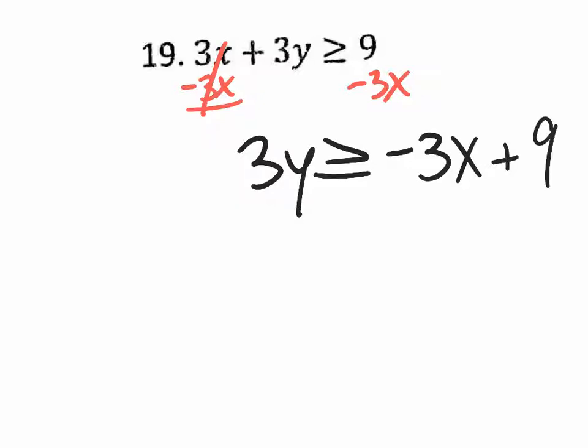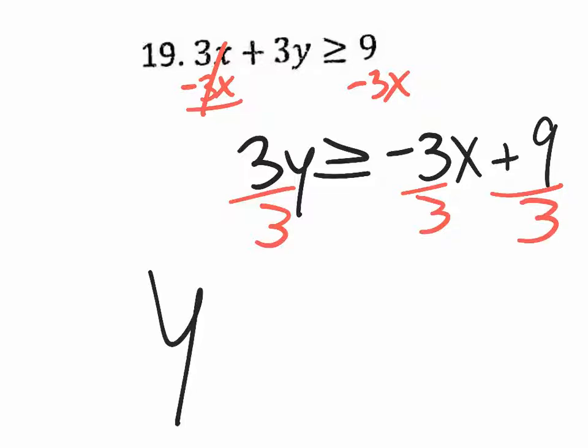I almost have y by itself. What do I do next? Divide by 3. You're going to have y. Do I flip the inequality or keep it? Keep it. I didn't divide by negative. I do have a negative 1 in front of x. And then plus 3.